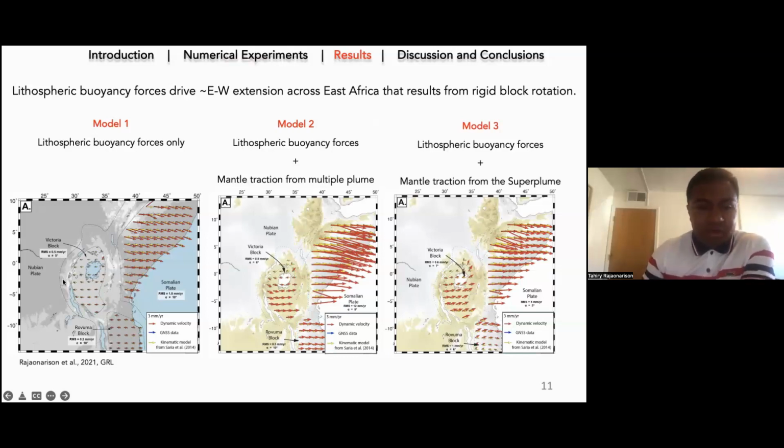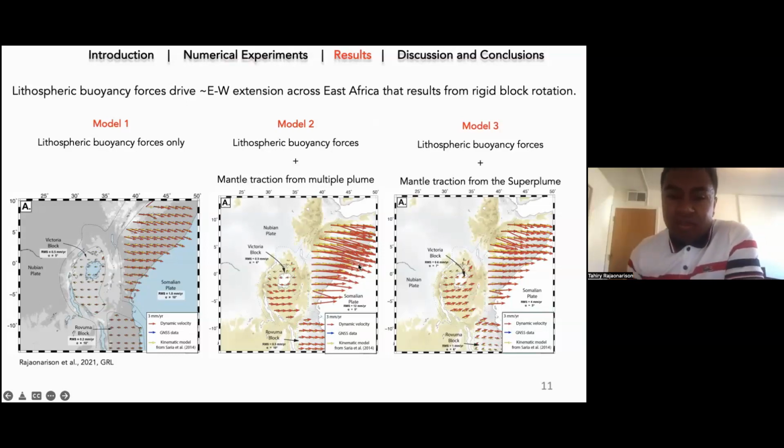All motions are with respect to the Nubian plate. But you can see that whenever we have a mantle flow beneath the lithosphere, the surface dynamic velocities are larger in magnitude, and the velocity of the Somalian plate is up to 2 to 3 times the rotation rate. We can see that also with the superplume model.